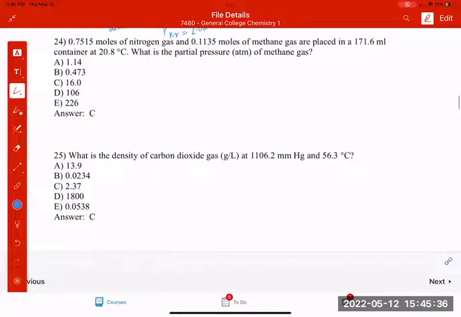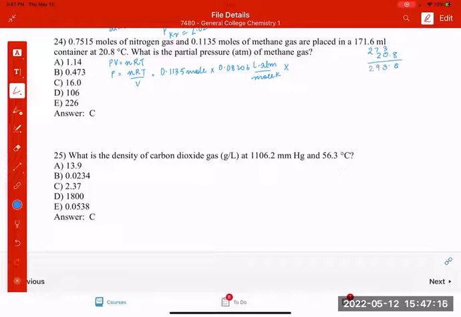So same thing. You are given the next one. The next one is a simple PV equals nRT, so P is equal to nRT over V. We need to find the partial pressure of methane gas. We are given the number of moles, which is 0.1135 moles, times 0.08206 liters atmosphere per mole K, times the temperature, 20.8 plus 273.